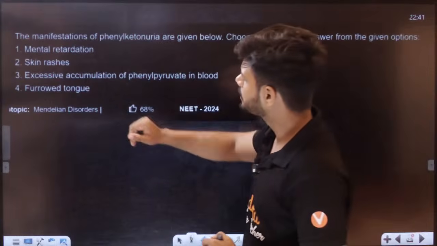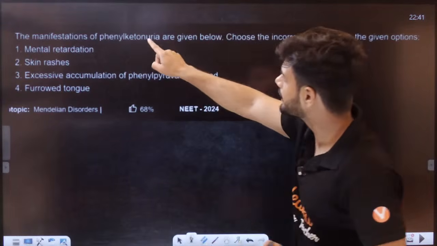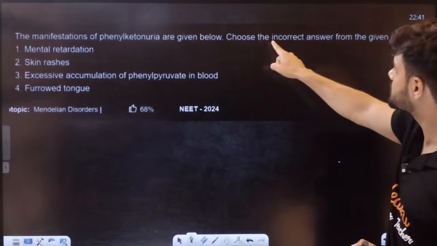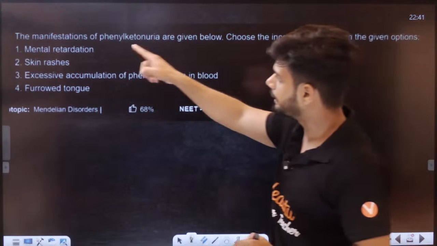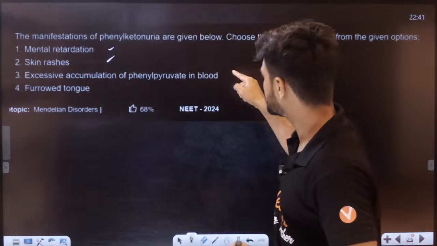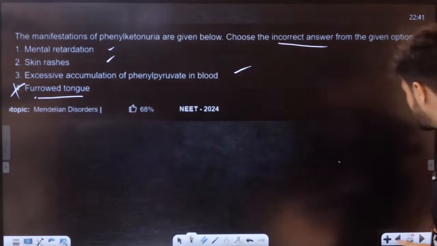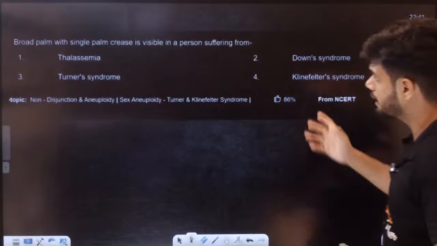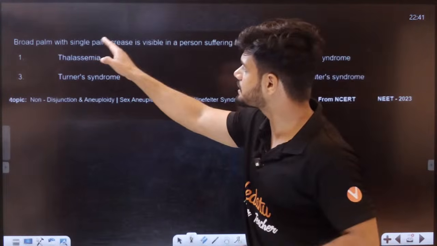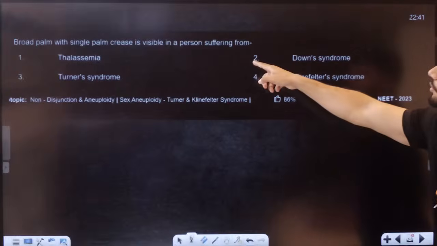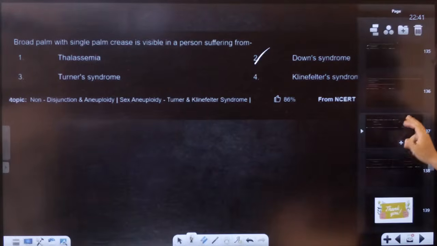Here are some questions. Manifestations of phenylketonuria are given below. Choose the incorrect statement. Mental retardedness, skin rashes. Yes, furrowed tongue is seen in the case of Down syndrome. NEET PYQs. Broad palm creases, that is seen in the case of Down syndrome, students.